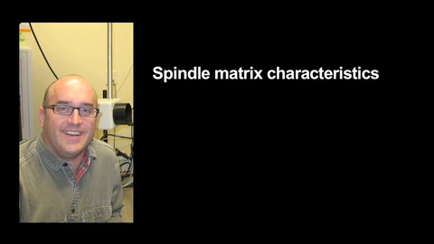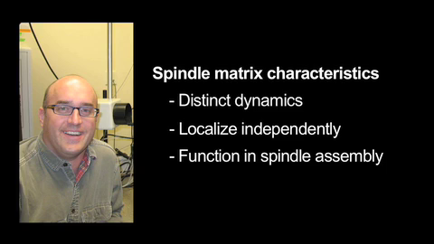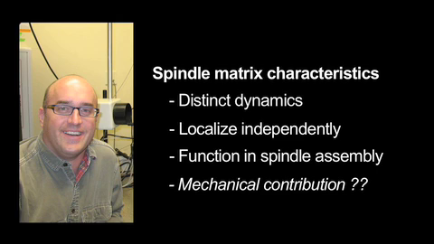I think that in order to be defined as a spindle matrix component, you have to have dynamics that are distinct from tubulin or microtubules. You have to be somewhat autonomous of microtubules. They don't require microtubules to be there. And oftentimes when you get rid of these components, the spindle either falls apart or you have problems with chromosome congression to the metaphase plate and other issues, which suggests they're definitely playing a role in spindle assembly. But the other part is whether or not these components provide some sort of mechanical contribution to spindle shape, specifically spindle length. And that has been something that's been very difficult to test.